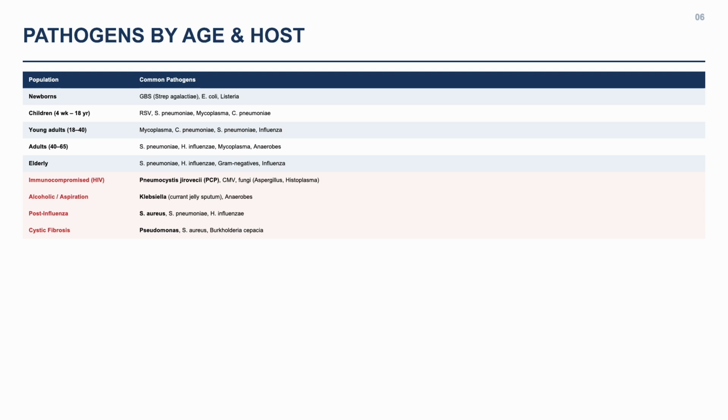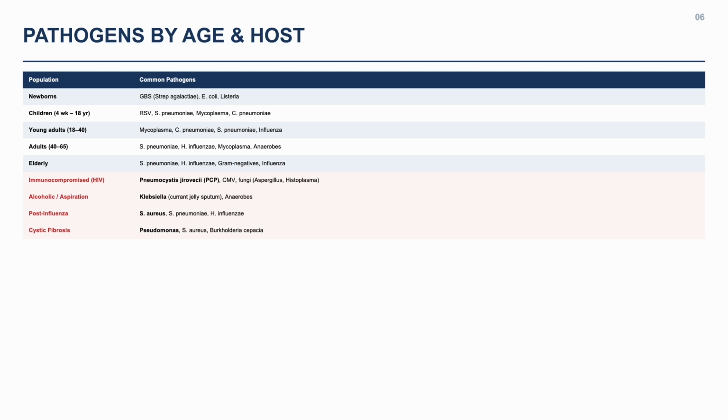Newborns: GBS, Streptococcus agalactiae, E. coli, Listeria. Children ages 4 weeks to 18: RSV, Strep pneumoniae, Mycoplasma, Chlamydia pneumoniae. Young adults: Mycoplasma, Chlamydia, Strep pneumo, influenza. Adults 40 to 65: Strep pneumo, H. influenzae, Mycoplasma, anaerobes. Elderly: Strep pneumo, H.